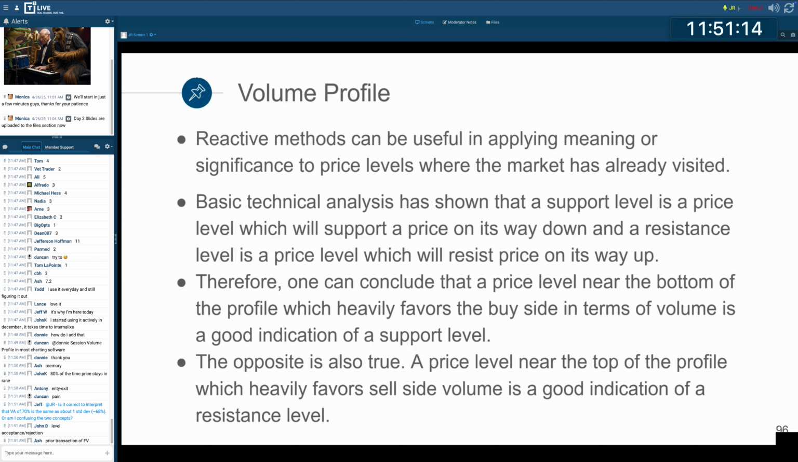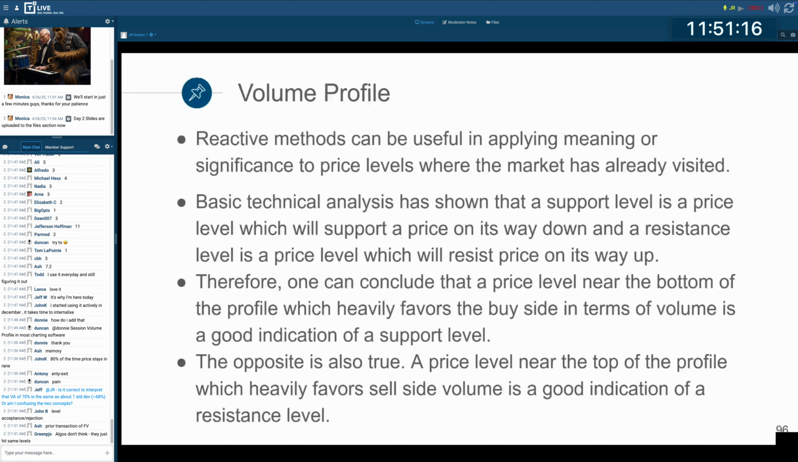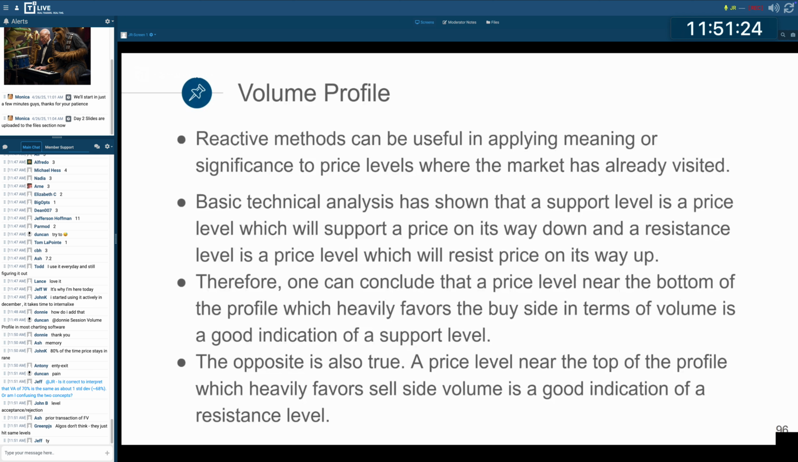Is it correct to interpret value area as 70%, the same as above? Yes, that's why a lot of people use 68 or 68.5. Jeff, yes, exactly. I think I use 68.5.